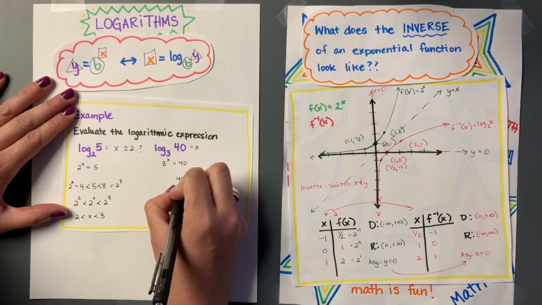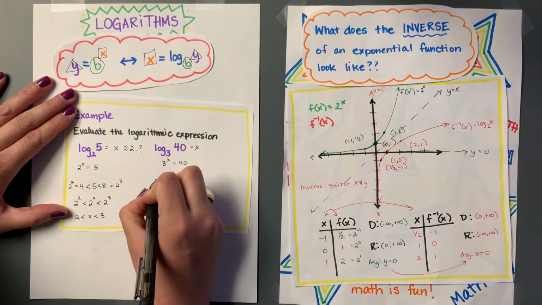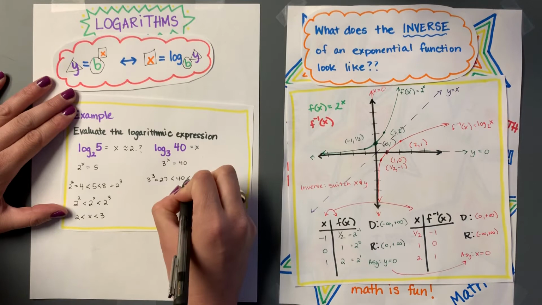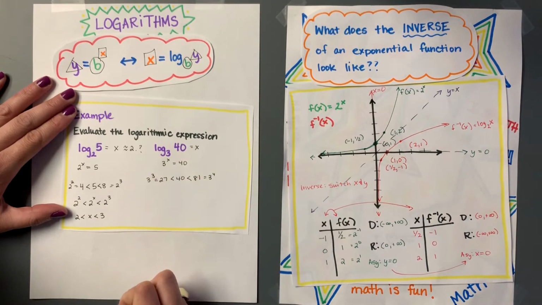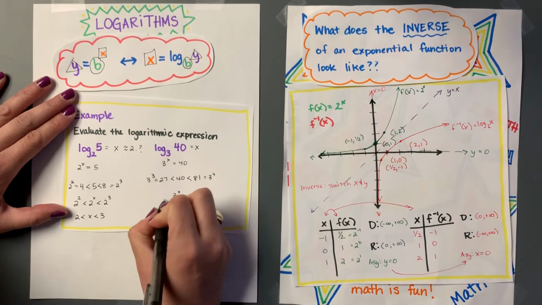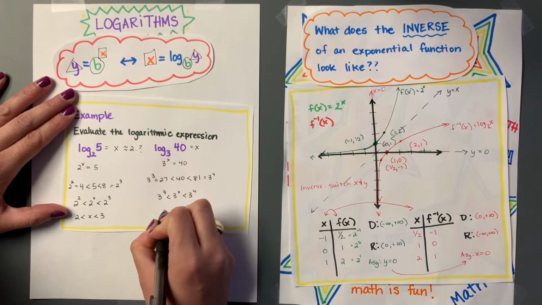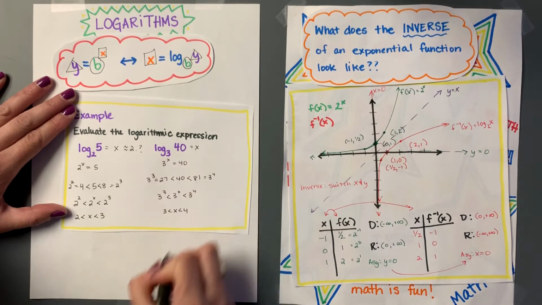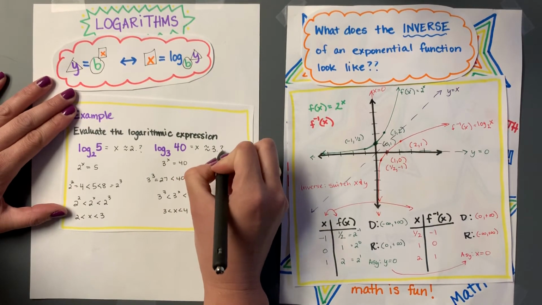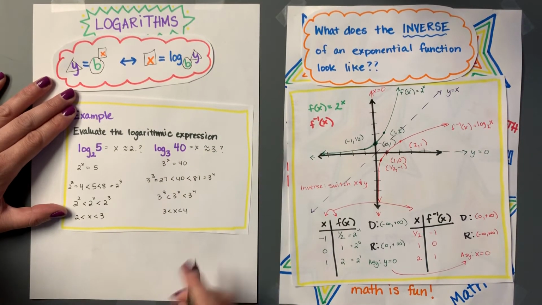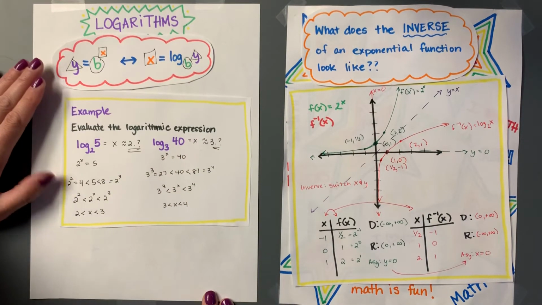So looking at 40, all right, 3 cubed is 27, and 3 to the 4th is 81. So that means that 3 to the x is somewhere between 3 cubed and 3 to the 4th. So that means that x is going to be 3 point something. I don't know exactly what, but I can get within 1 of what it is.